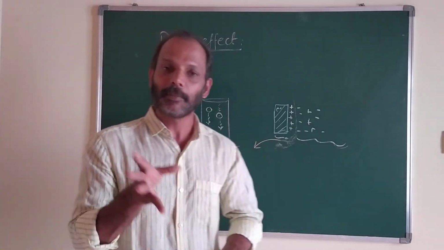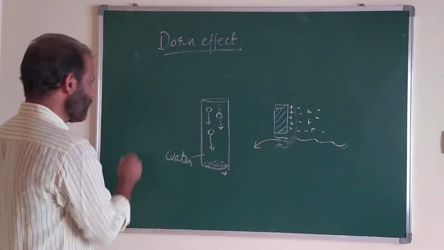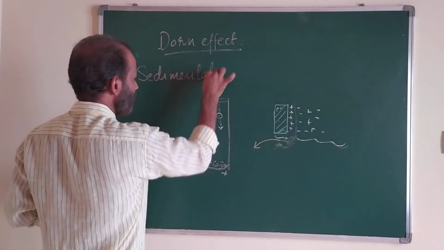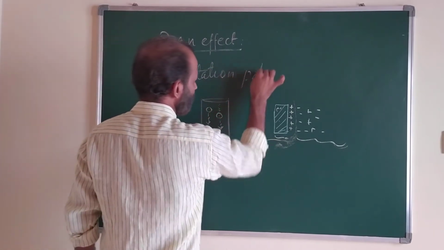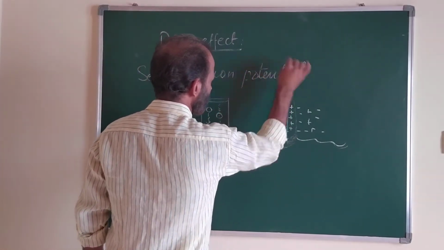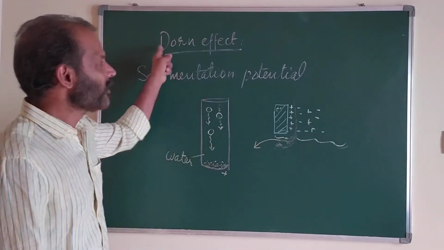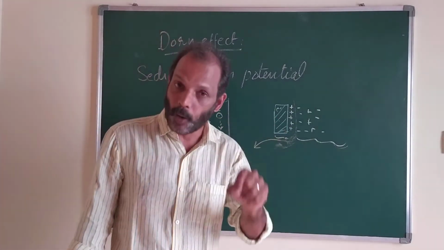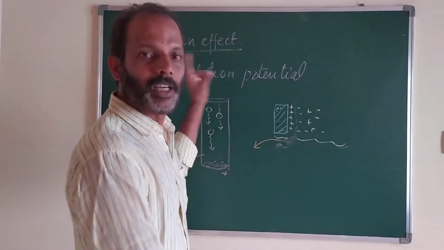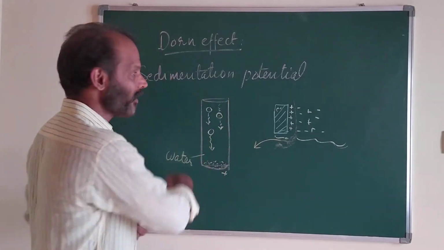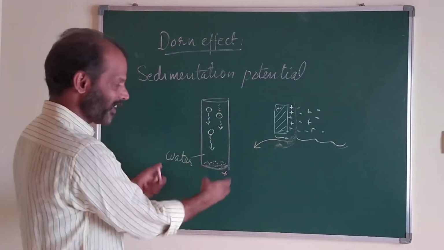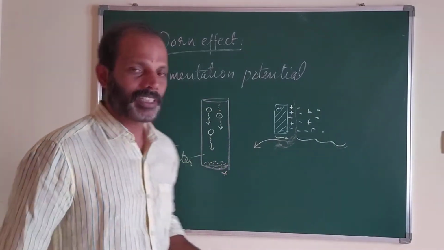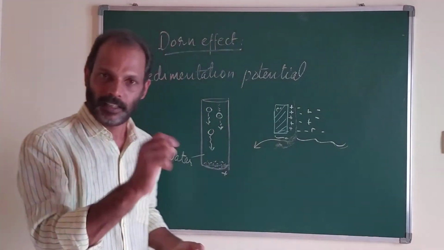That charge separation creates a potential, and that potential is called sedimentation potential. And the effect is called the Dorn effect. The creation of the potential when colloidal particles are allowed to fall down a column is known as Dorn effect. And the potential created is called the sedimentation potential, that is, the potential created due to the sedimentation of the colloidal particles.